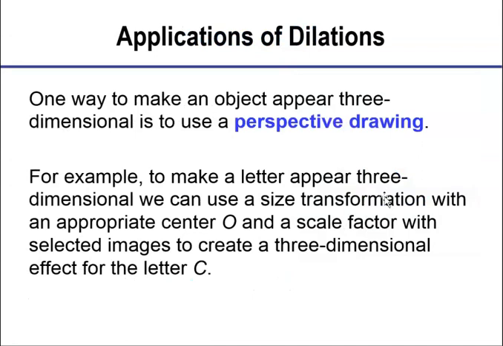One way to make an object appear three-dimensional is to use a perspective drawing. If you've ever taken any drawing courses, you've done this before. So for example, to make a letter appear three-dimensional, we can use a size transformation with an appropriate center, O, and a scale factor with selected images to create a three-dimensional effect for the letter C.